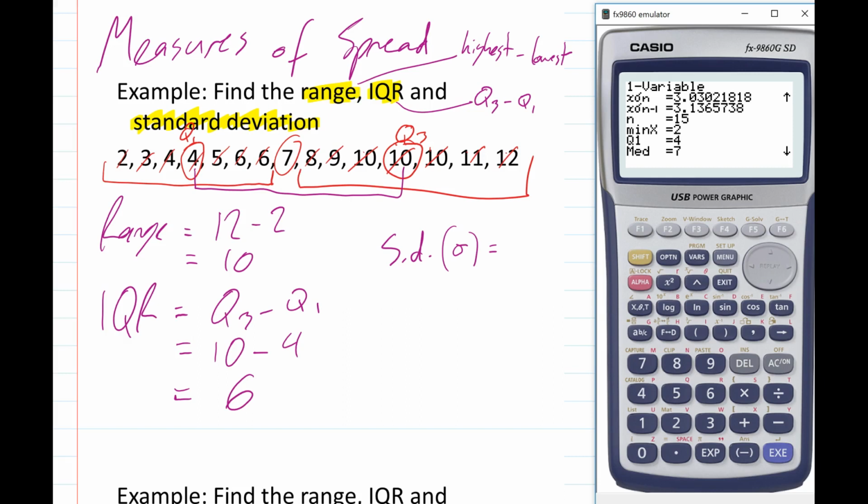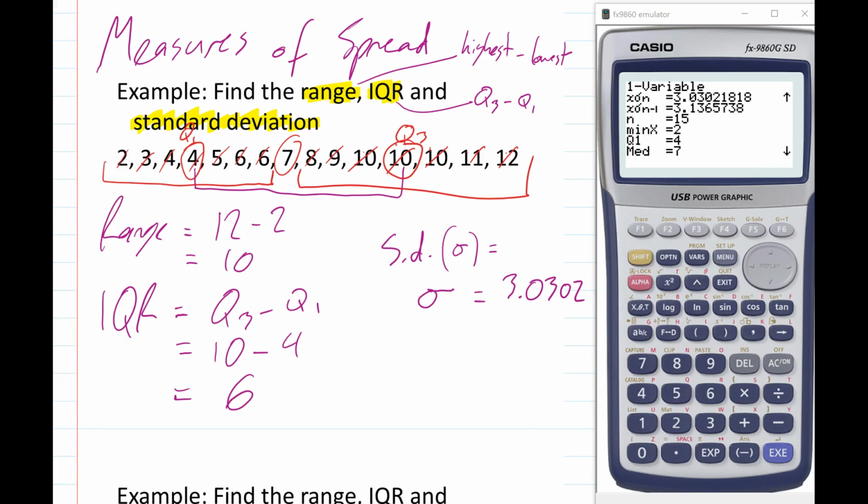On yours it just has that. My one looks a little different. It's the same number. It's 3.0302. Now there is a different standard deviation called the sample deviation. On yours it has an S in front. Okay, we're not using that one.